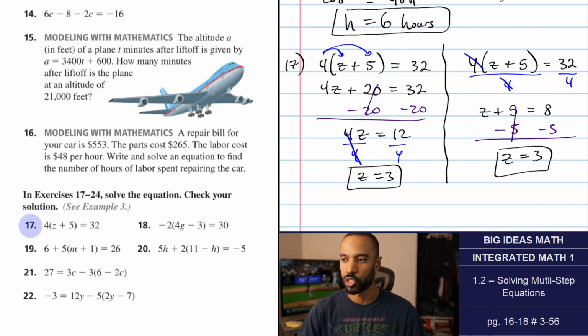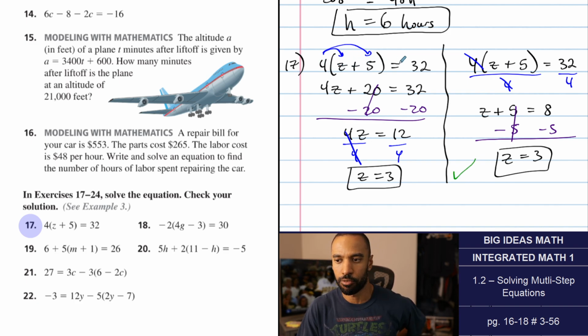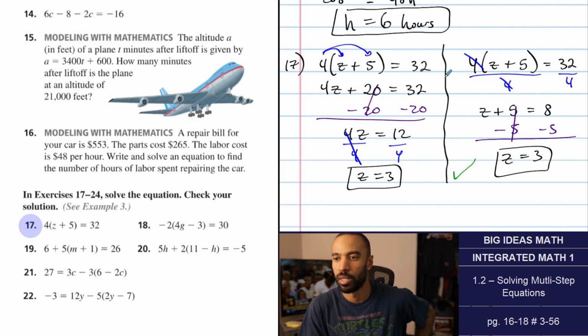That's going to be my double check, if you also want to check this. 4 times 3 plus 5. 3 plus 5 is 8. 4 times 8 is 32. I feel good on it.